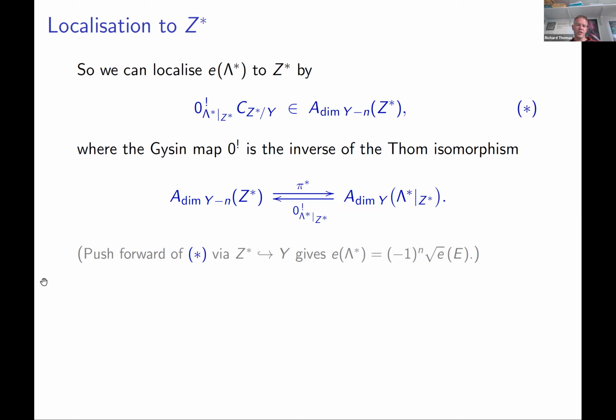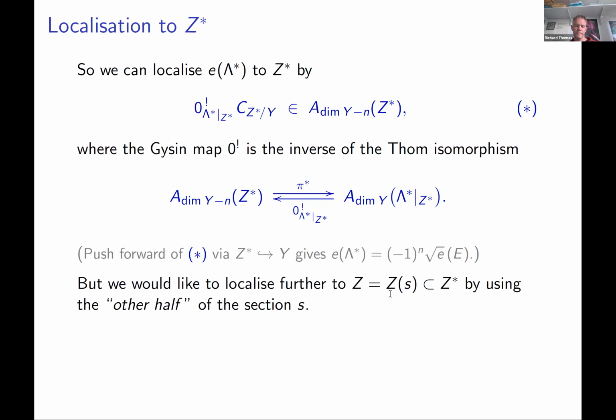Of course, by construction, the push forward of my class is the square root Euler class, because it's the Euler class of lambda dual. So we would like to localize further, using the other half of the section. I only used its projection to lambda dual so far. But now that I've localized to Z dual, something nice happens. By definition of Z dual, S dual vanishes on Z dual. So the projection of my original section to lambda dual vanishes once I restrict to Z dual, so my section actually lies in the kernel, it lies in lambda.